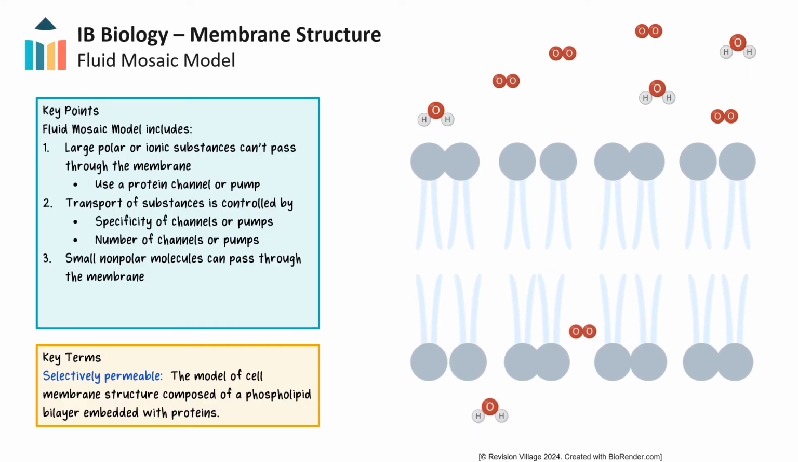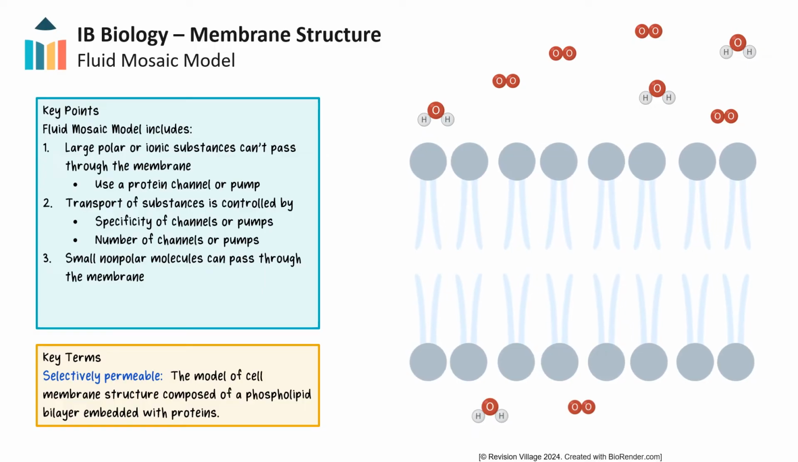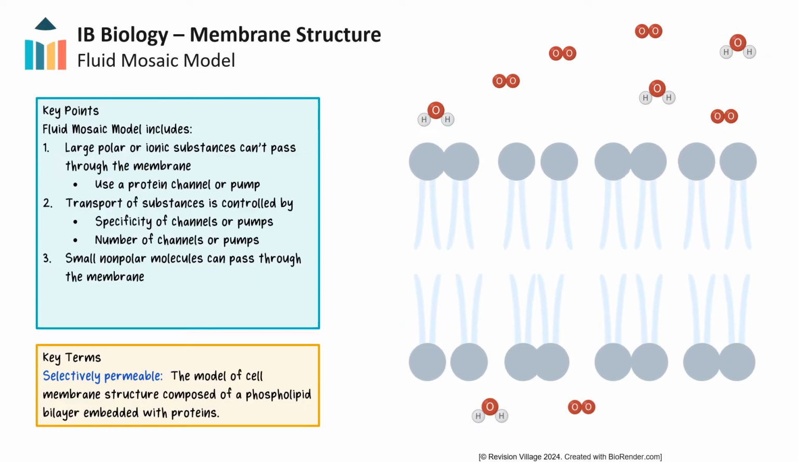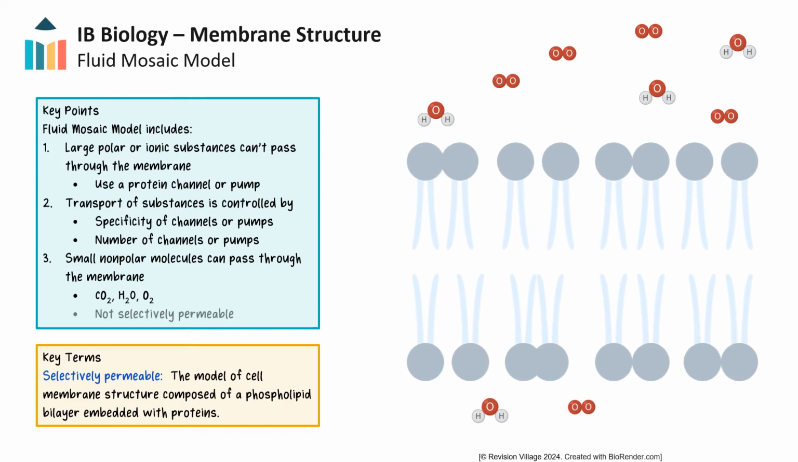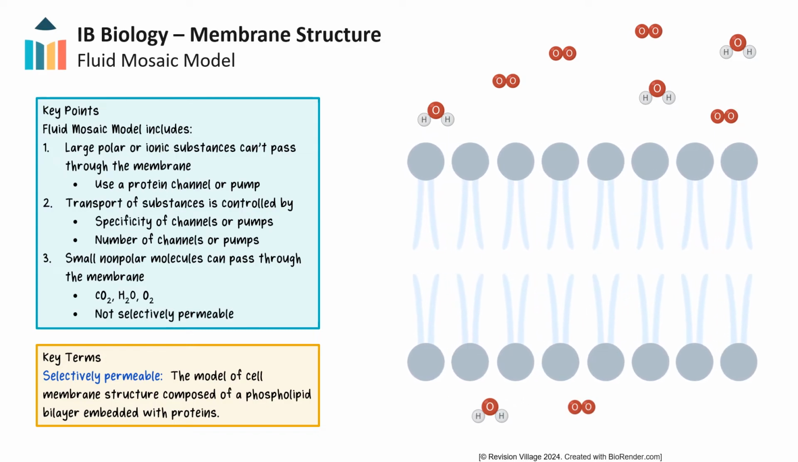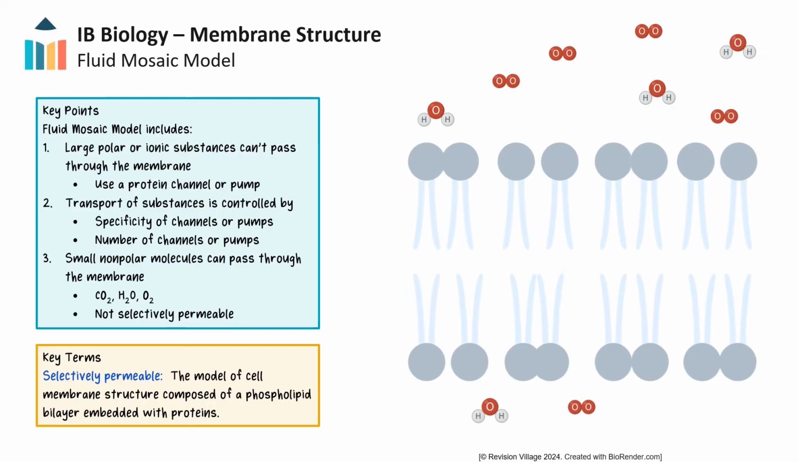Molecules like oxygen, carbon dioxide, and water can slip through the membrane through simple diffusion. Because the cell cannot control the movement of these substances, the membrane is not selectively permeable to these molecules.